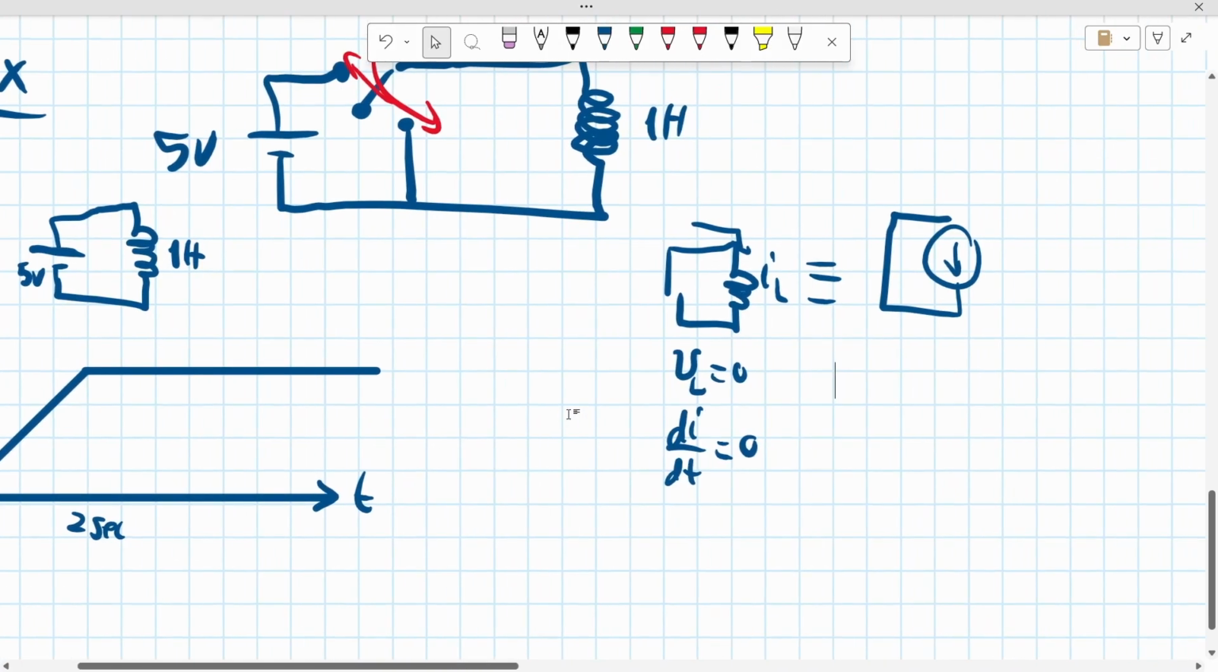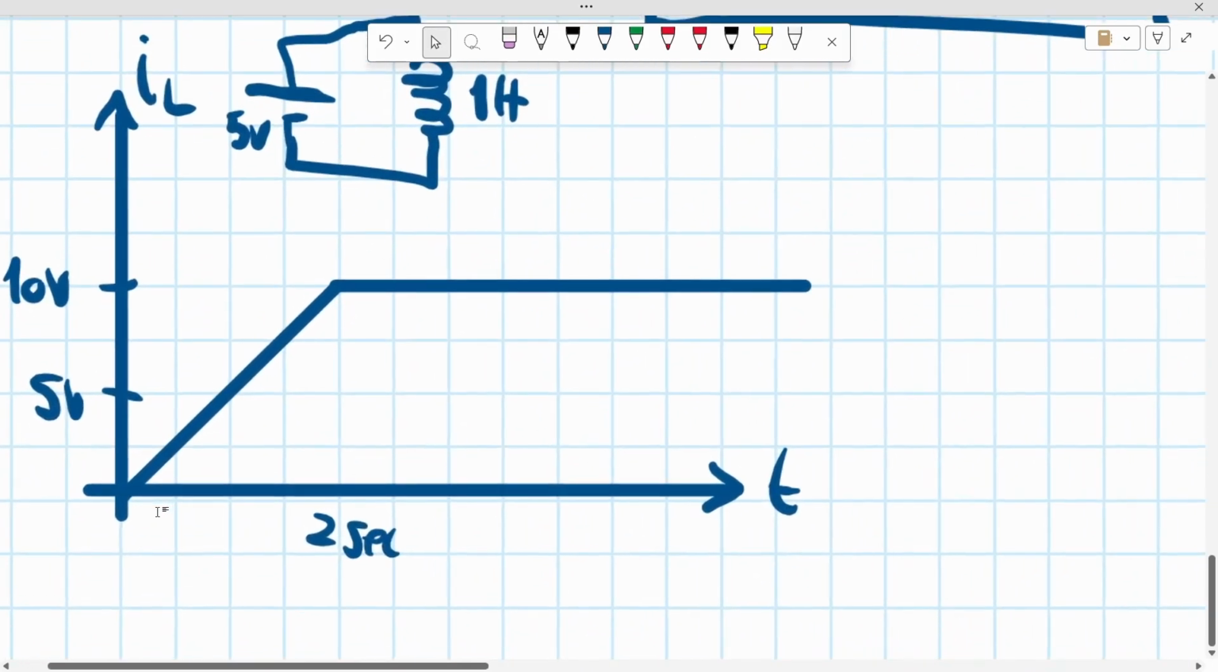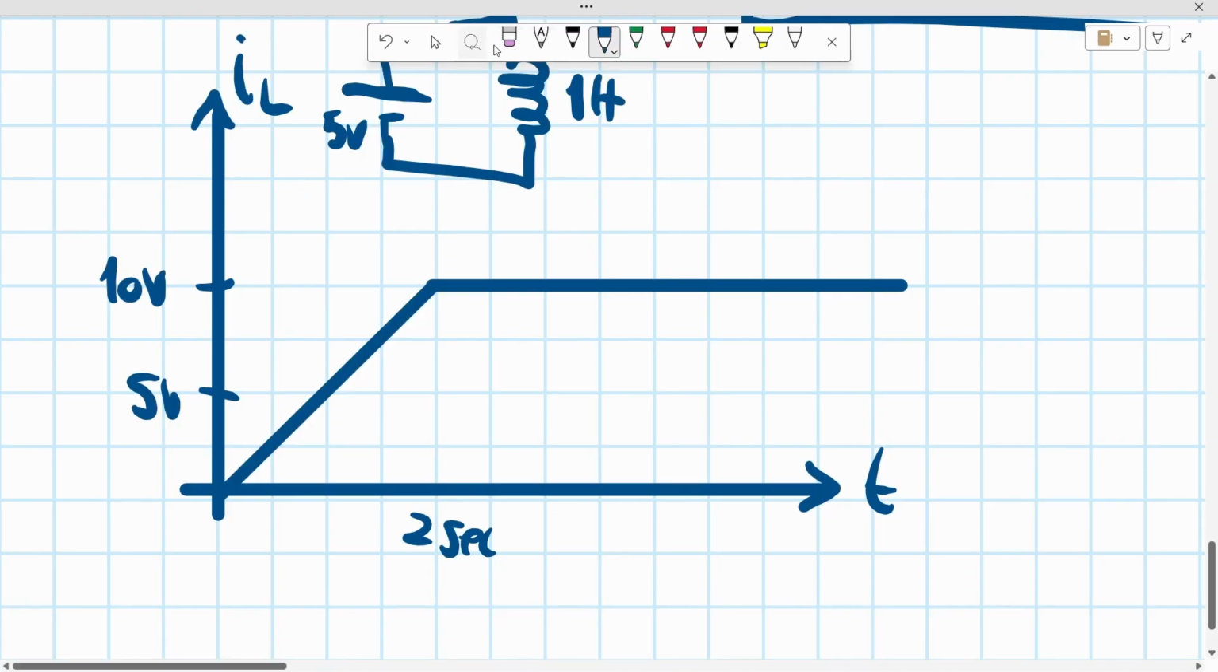This is exactly equal to this, 10 amps. Oops, I'm really, really sorry. These are amps. Okay.